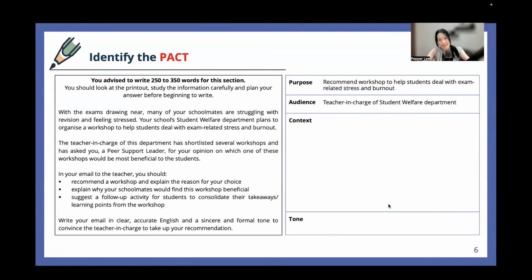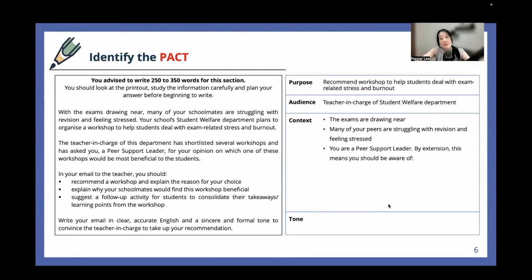Now, context refers to all the circumstances that are surrounding my writing of this email. Okay? I'm not writing this email out of the blue, right? There's a reason why I'm writing this. So what are the circumstances? Well, number one, the exams are drawing near. Number two, many of my peers are struggling with revision and feeling stressed for good reason.